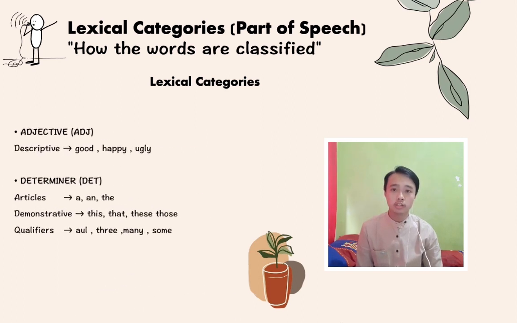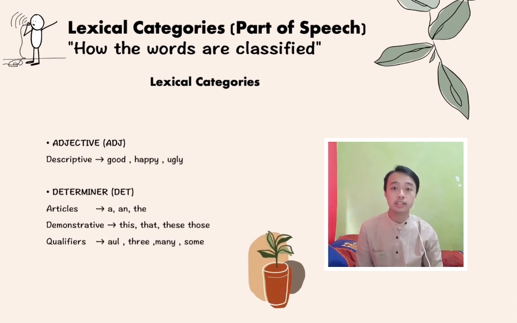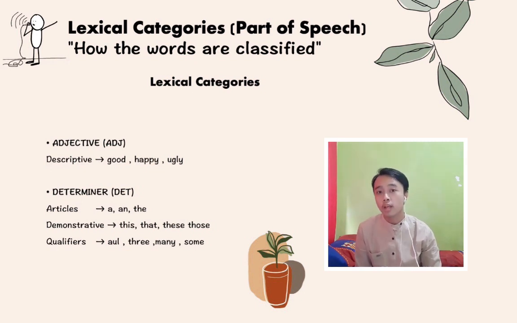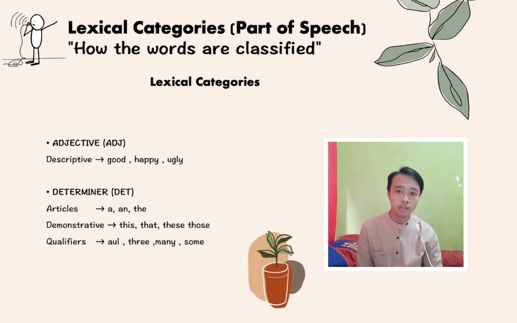And then the third lexical category is adjective. Adjective here has one subtype. It is descriptive, for example good, happy, ugly, and beautiful. The goal of an adjective is to modify and identify a characteristic or quality of a noun or pronoun.